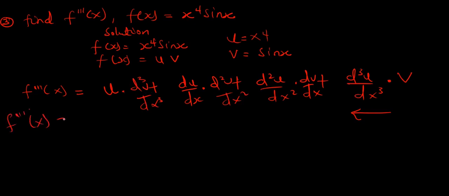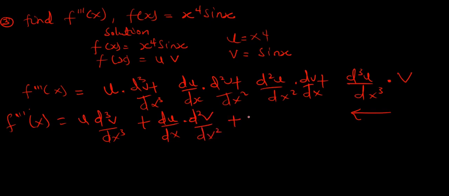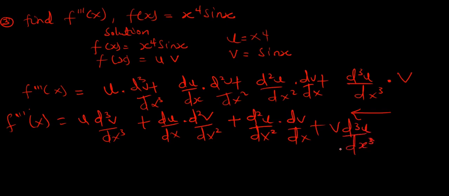So f''' of x is going to be u d³v over dx³ plus du over dx multiplying d²v over dx² plus d²u over dx² multiplying dv over dx plus v multiplying d³u over dx³. Okay, so we have everything here, but we need the coefficients.